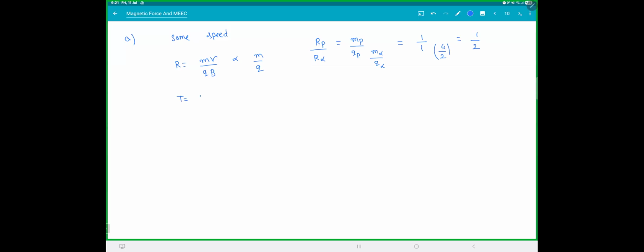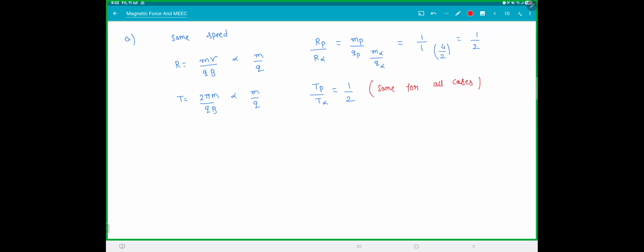Time period is 2 pi m by qB. If you notice something here, this is independent of velocity. It is always m by q. So this is also Tp by T alpha equal to half. And luckily, this is the same for all the cases. For all the 6 cases, the time period is the same. It only depends on mass and q. It doesn't depend on velocity. So it doesn't matter what you do. There is no need to find the time period for all the cases.